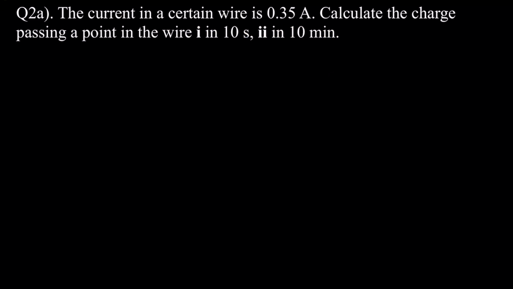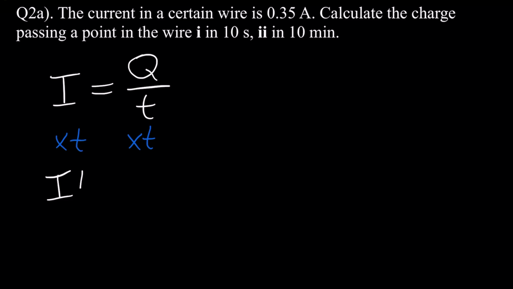Before we start answering this question, I'll show you how to rearrange the initial equation I gave you at the start. So the initial equation was I equals Q over T. So current is the rate of flow of charge. To rearrange this equation and get it in terms of Q, we have to multiply both sides by T. So times T here, times T there. So we get IT is equal to Q, or Q equals IT.